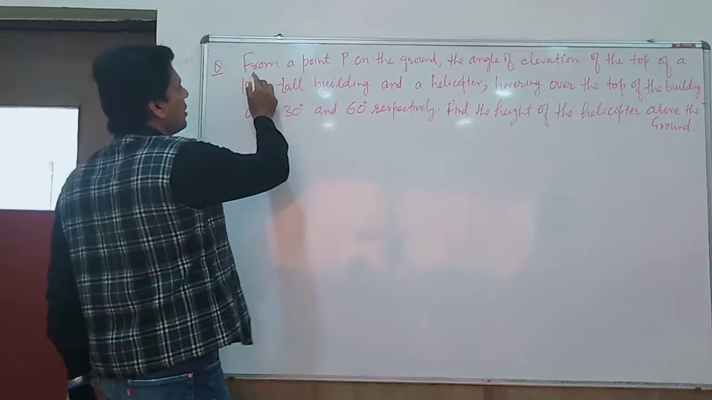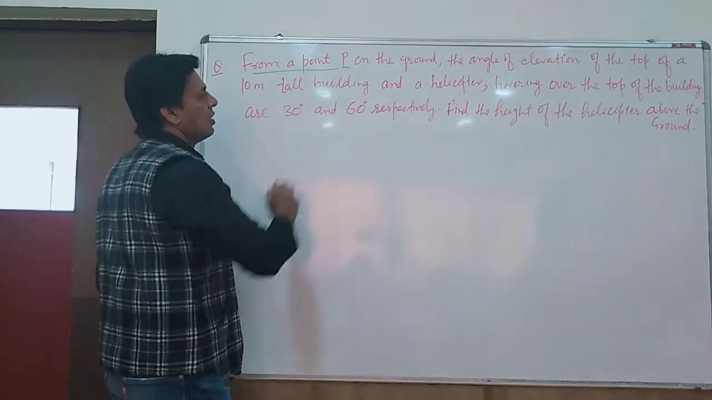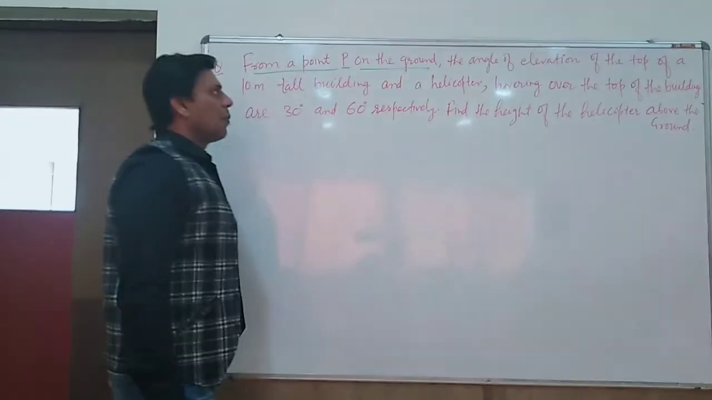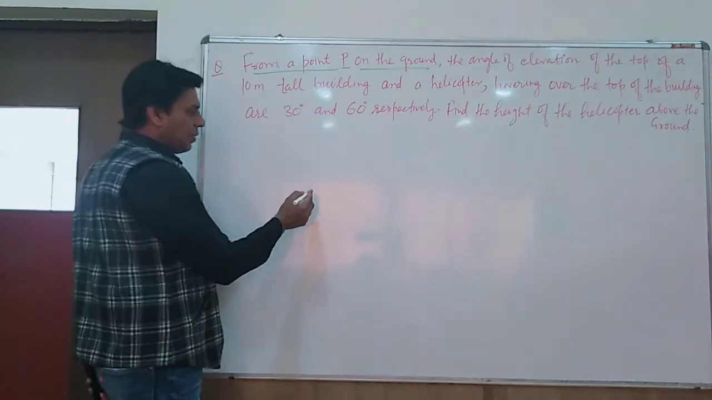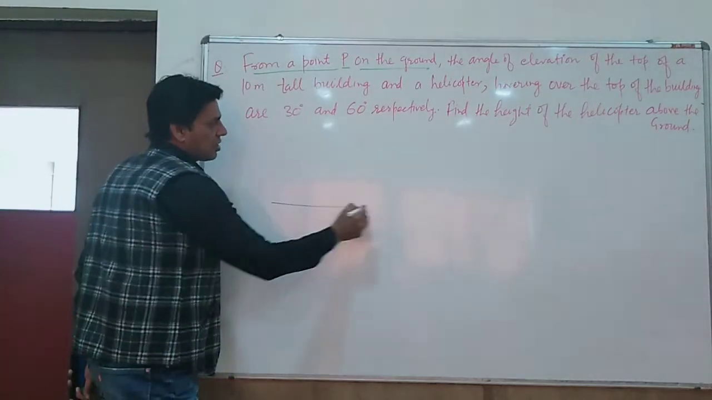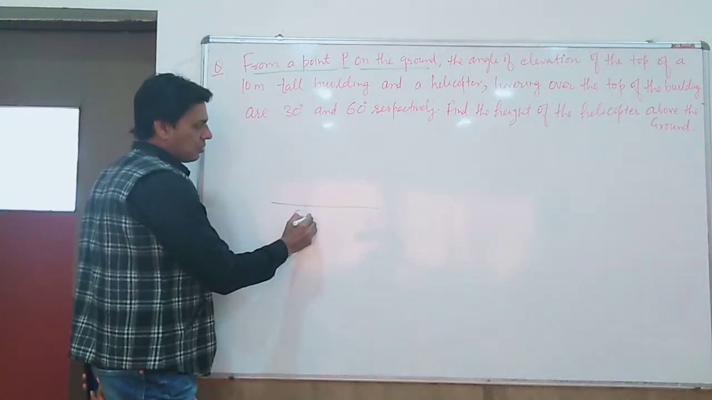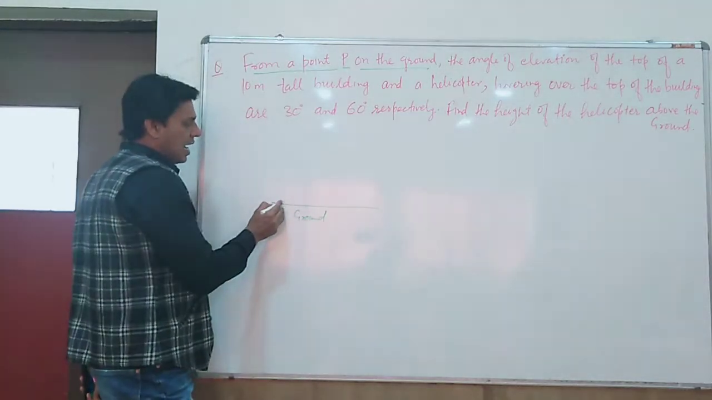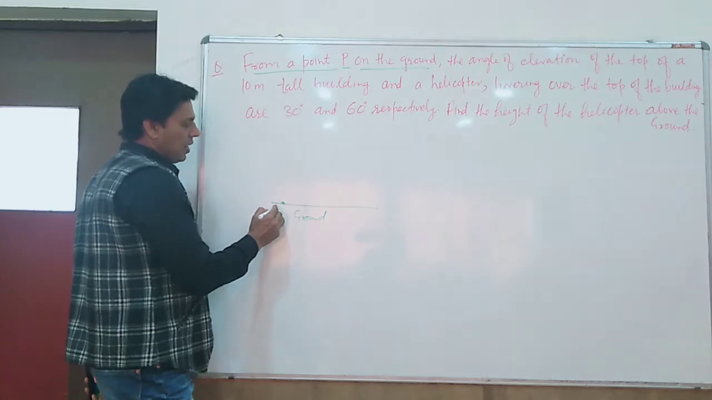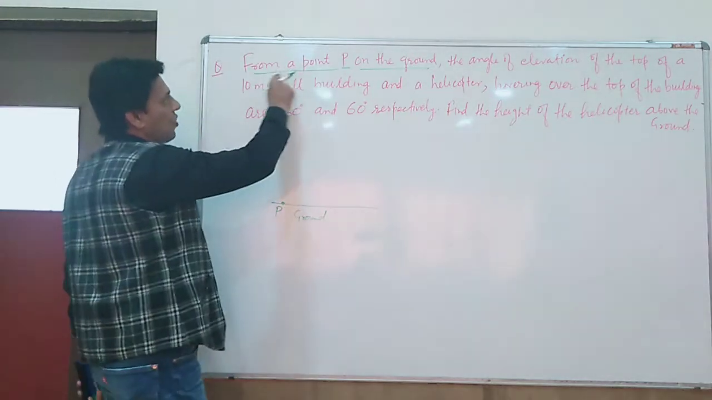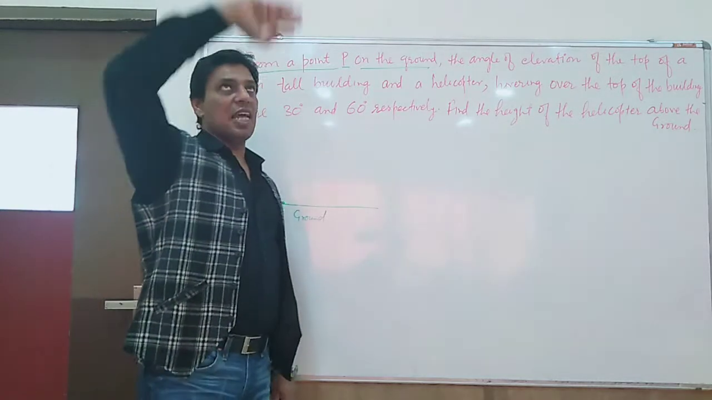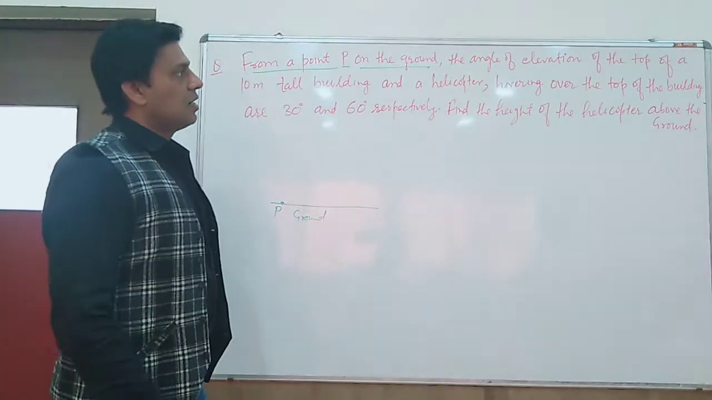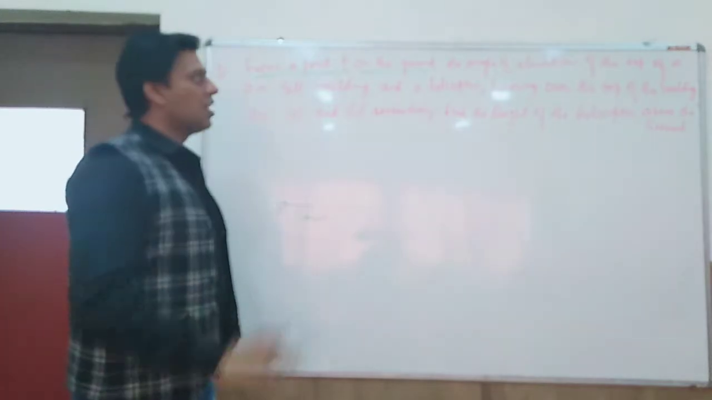From a point P on the ground. The point P is on the ground. So we will draw a diagram: this is the ground and this is the point P. So from a point P on the ground, the angle of elevation, see, elevation is like this. It means the thing is above the observer.